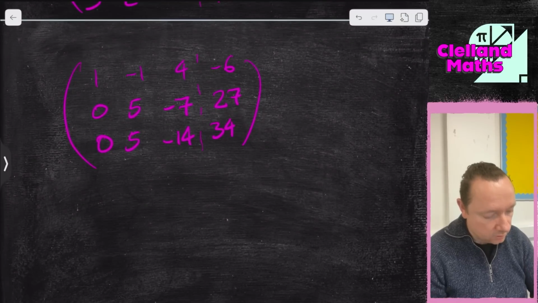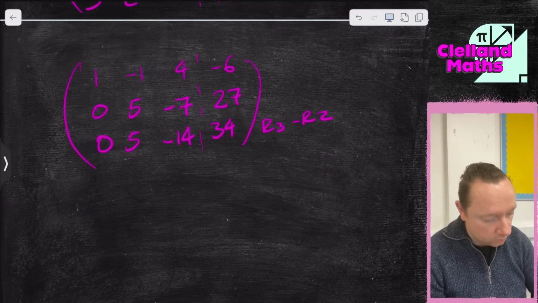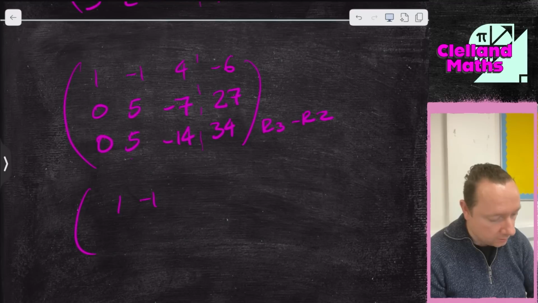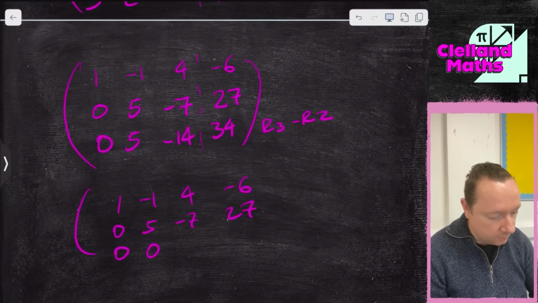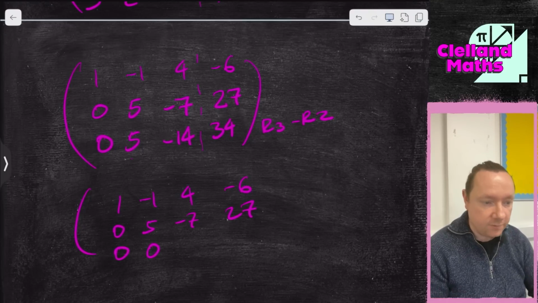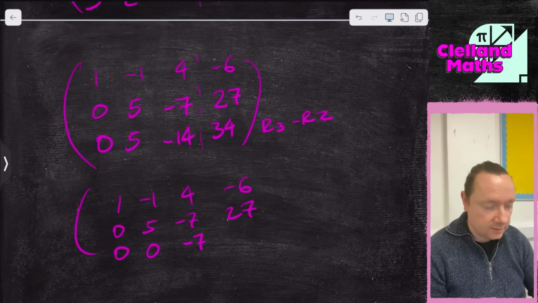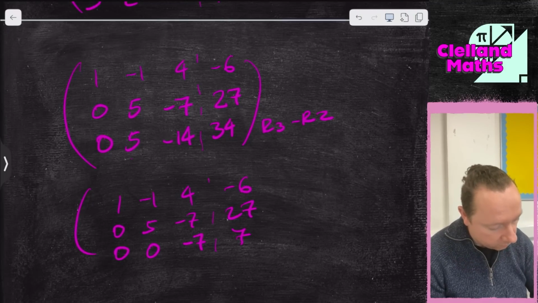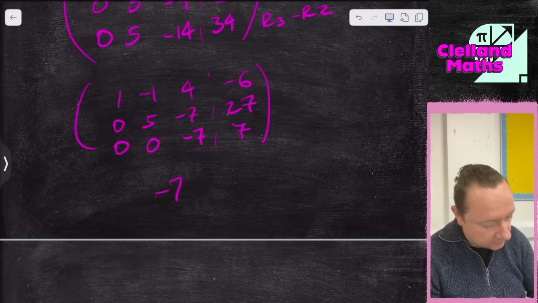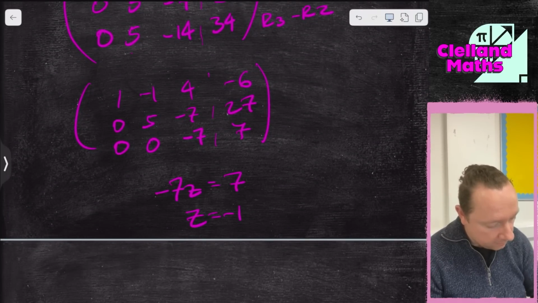So then we want a 0 here, so row 3 minus row 2 to get 1 minus 1, 4 minus 6, 0, 5 minus 7, 27, 0, 0, minus 14 plus 7 is minus 7, and then 34 minus 27 is 7. So finally we've got minus 7z equals 7, so z is minus 1.